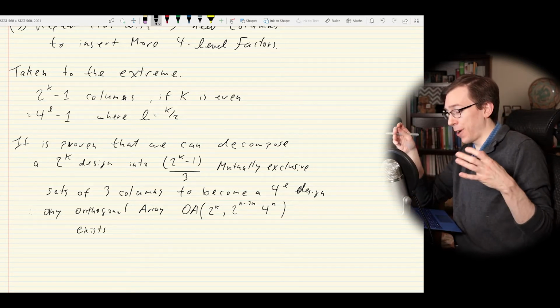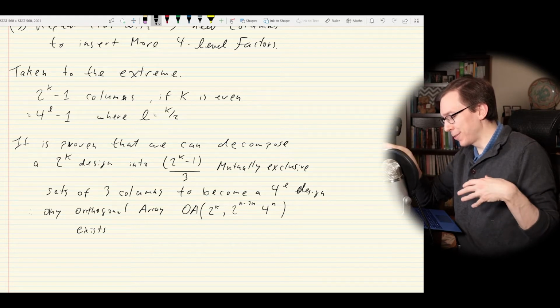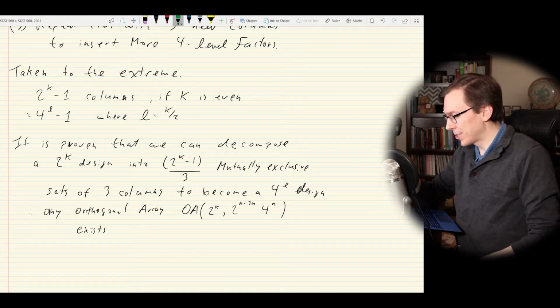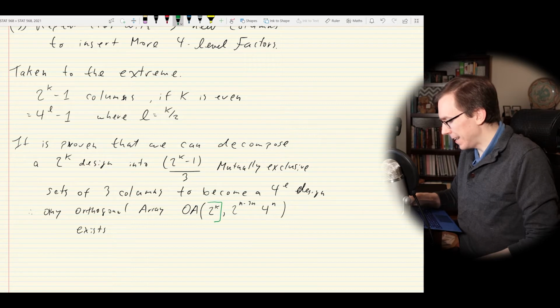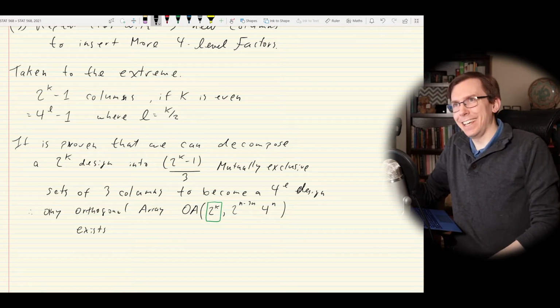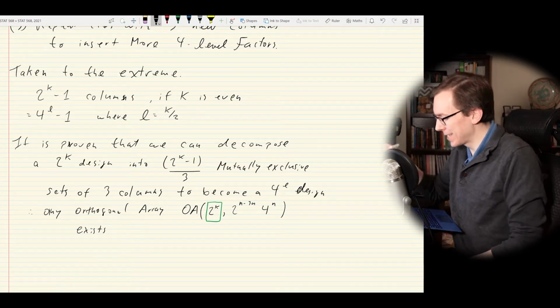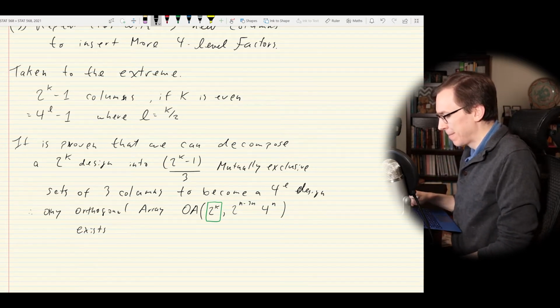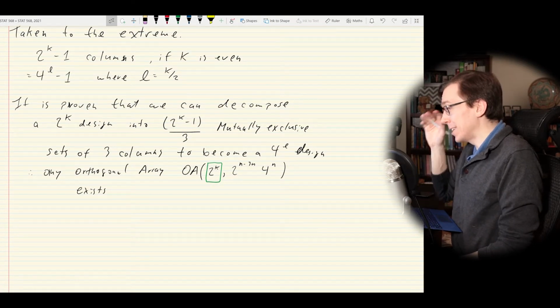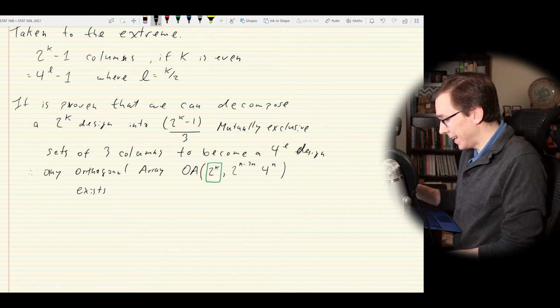So I can combine my 2-level factors and my 4-level factors in just 2 to the K data points. So that's nice. It means that I can hide these 4-level factors in a 2 to the K factorial design without having to increase my sample size. Now, if K is odd, we can almost get there.